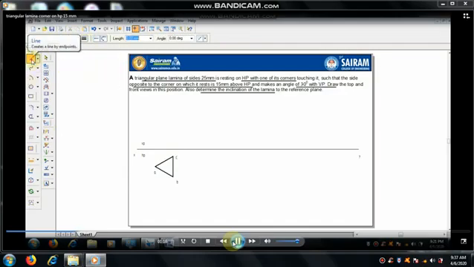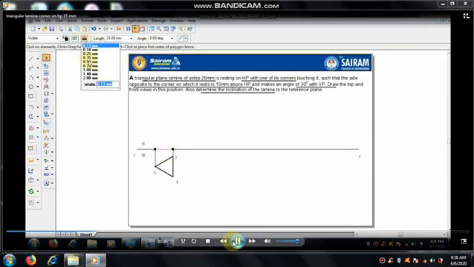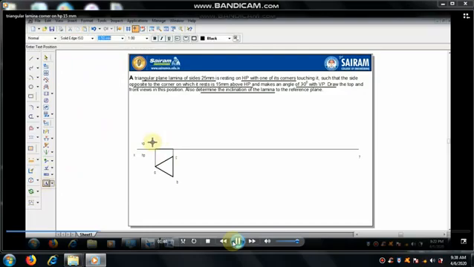We have to draw the front view of it. So projector lines we have to draw from A and from BC, that is the edge. Then draw the front view of this with the line command. Select and keep it as 0.5 mm thickness. Text A dash, B dash and C dash in bracket C dash.